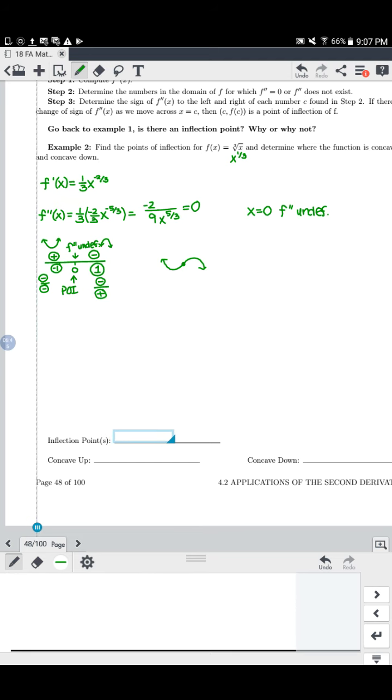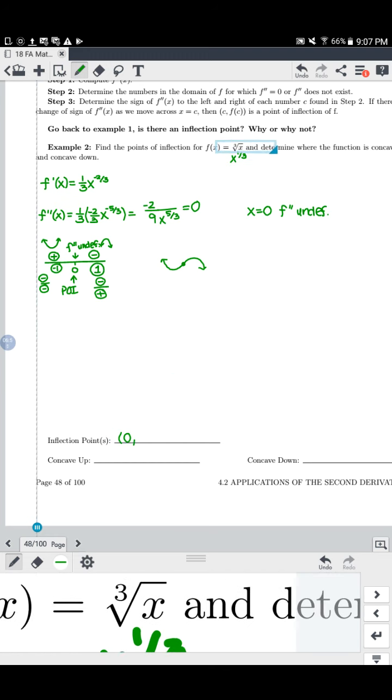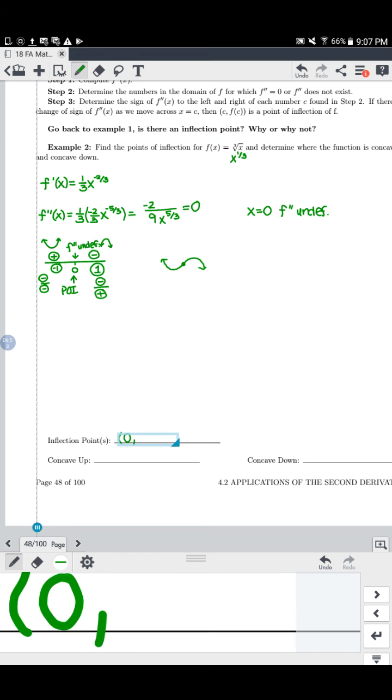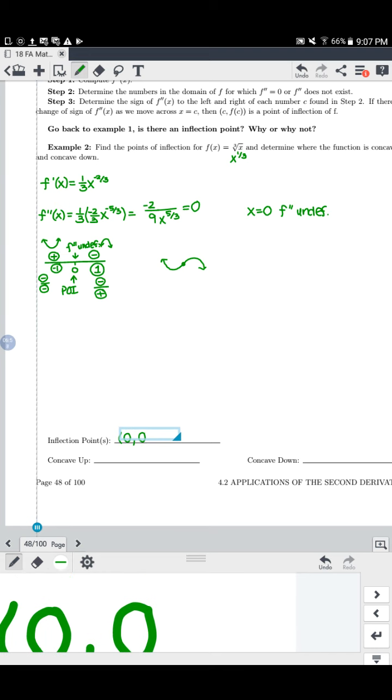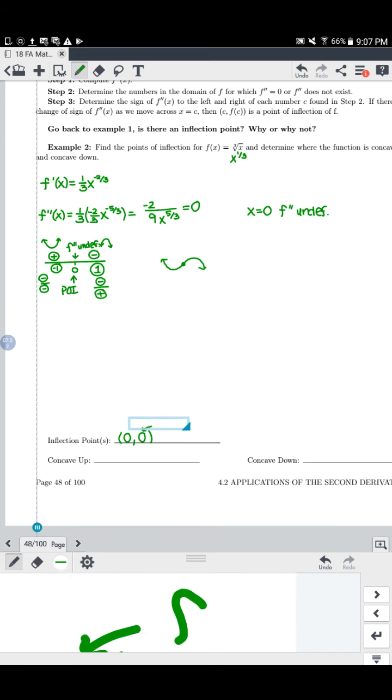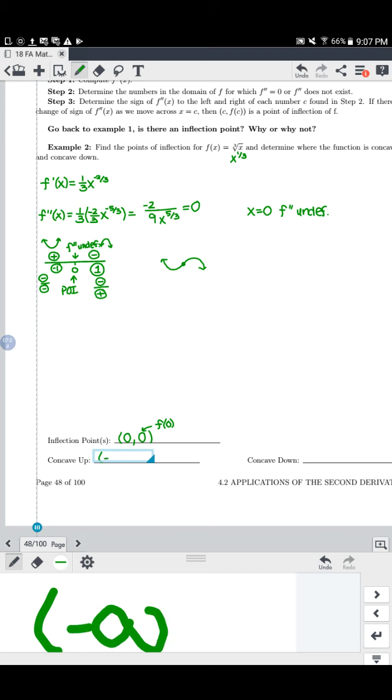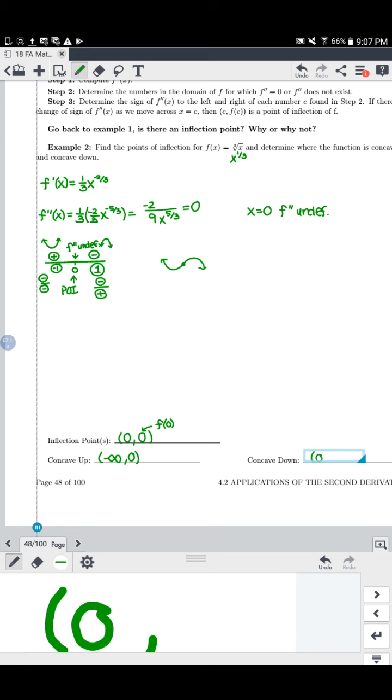So I do have a point of inflection at 0, and I would plug that into the original. So I would take the cube root of 0, or 0 to the 1/3, which is just 0. Here's my x and my y value. Remember, we always plug into the original function to find the y value of a point. So I plugged in f of 0. We are concave up from -infinity to 0, and concave down from 0 to infinity.